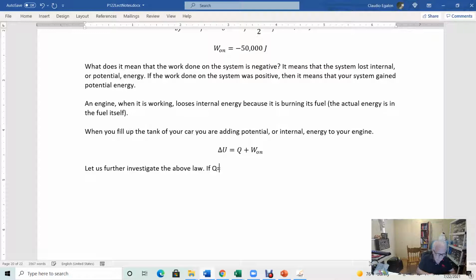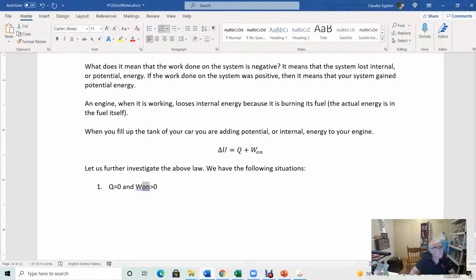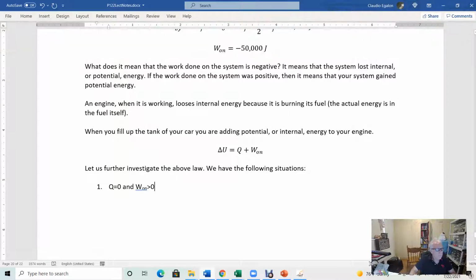If Q is equal, so we have the following situations. One, Q equal to 0 and W1 greater than 0. That's one possibility, right? Internal energy of the system increases.